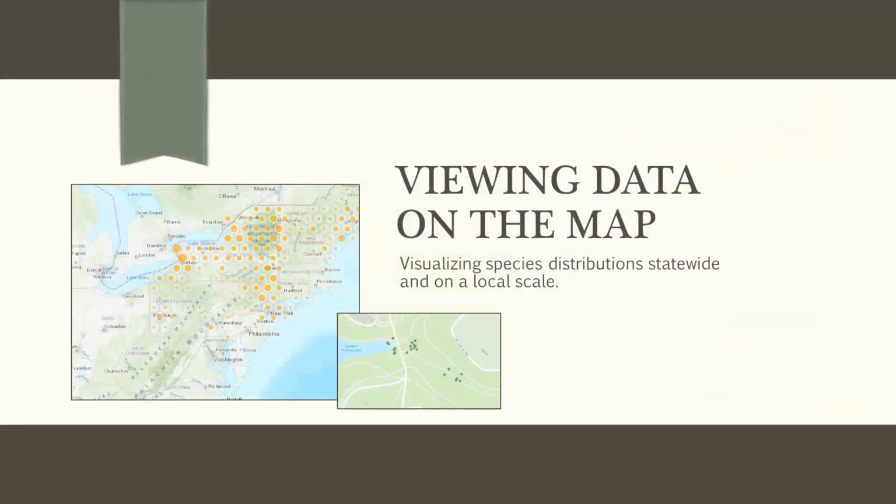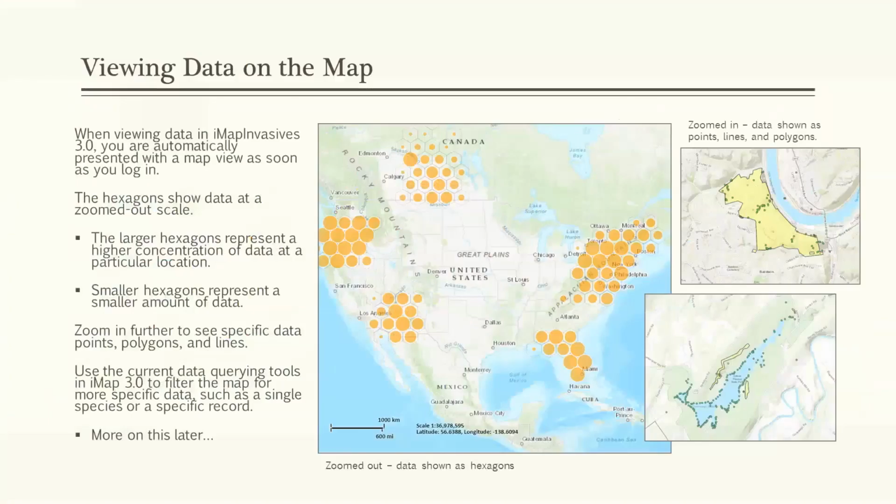Okay, so we talked about how to enter this data. Now I want to talk a little bit about actually viewing data on the map, how you visualize species distributions, both on a statewide scale as well as on a local scale. So when you're viewing data in iMapInvasives and when you're logged in, you're automatically given a screen that looks like this big map here that you see in the screenshot in the middle of the page.